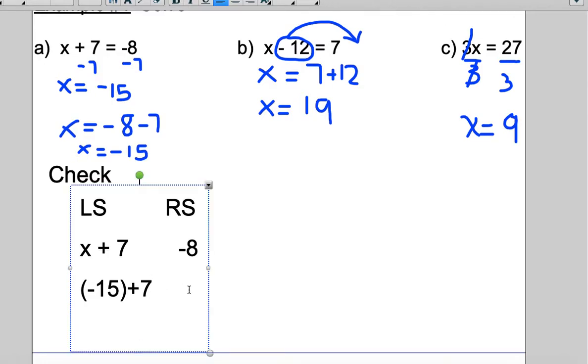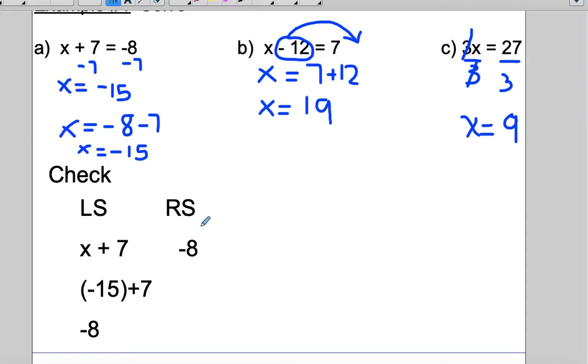And then we solve the left side of the check. So -15 plus 7 is -8, and this is equal to the simplest form on the right side of the check. So therefore, left side is equal to right side.